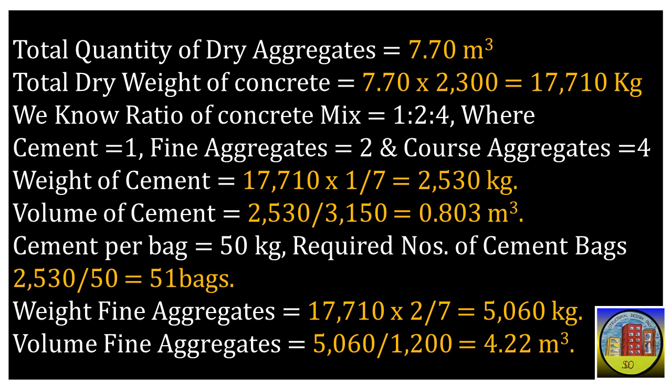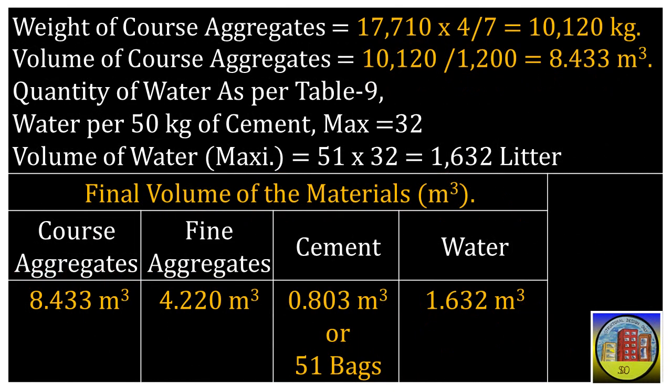Weight of fine aggregates equals 17,710 into 2/7 equals 5,060 kilograms. Volume of fine aggregates equals 5,060 by 1,200 equals 4.22 cubic meters. Weight of coarse aggregates equals 17,710 into 4/7 equals 10,120 kilograms. Volume of coarse aggregates equals 10,120 by 1,200 equals 8.433 cubic meters.